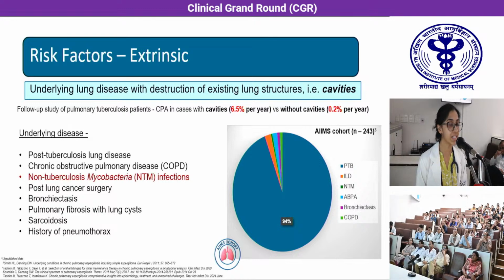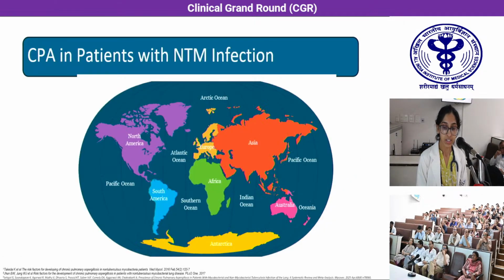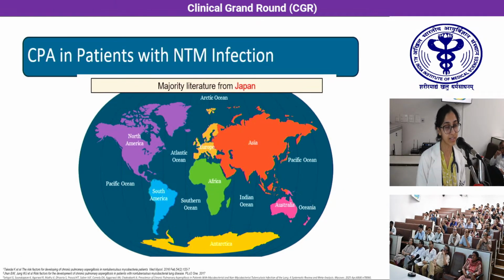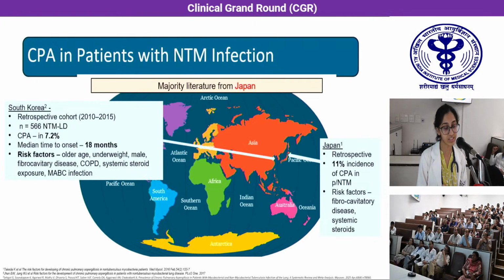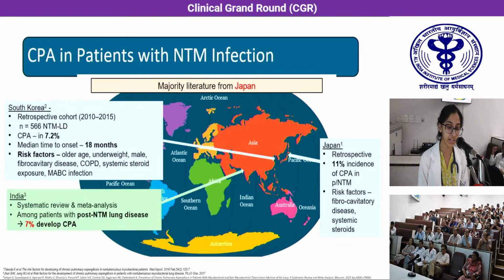Then moving on to post-NTM lung disease patients. Again, the data is limited and the majority of the literature comes from Japanese cohorts. Southeast Asian studies, including Korean and Japanese studies, have put the prevalence rate at around 7 to 11%. A recent systematic review and meta-analysis from India also showed that the prevalence was around 7% in post-NTM lung disease patients. So with this, we finish the extrinsic risk factors.